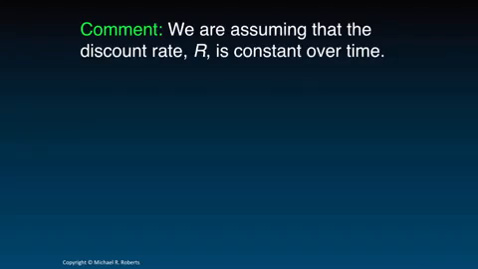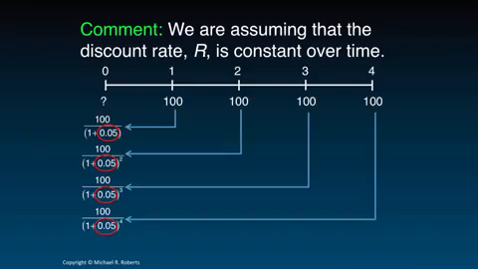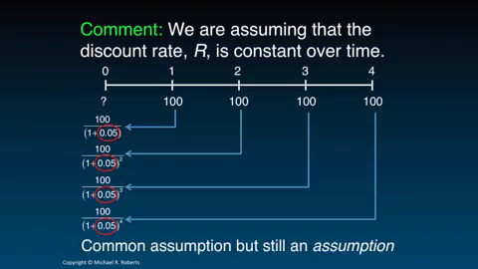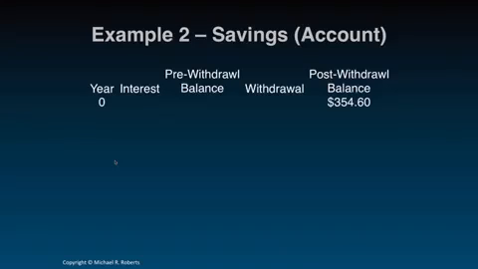Now, I want to mention, we're assuming that the discount rate r is constant over time. When I pull back each cash flow, I discount each one by the same 5%. That's a common assumption, but I want to emphasize it's still an assumption, one we're going to look at when we talk about the term structure of interest rates and yield curves later on. Okay. But what's going on in the background?